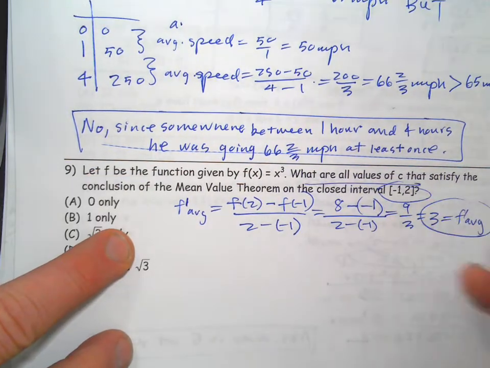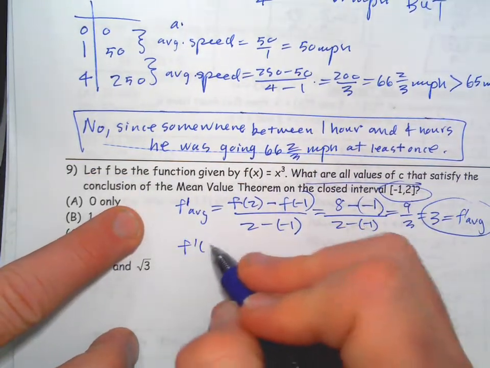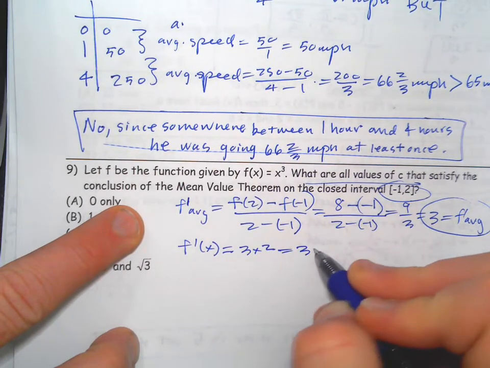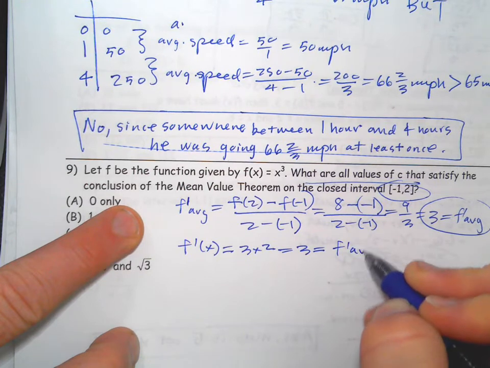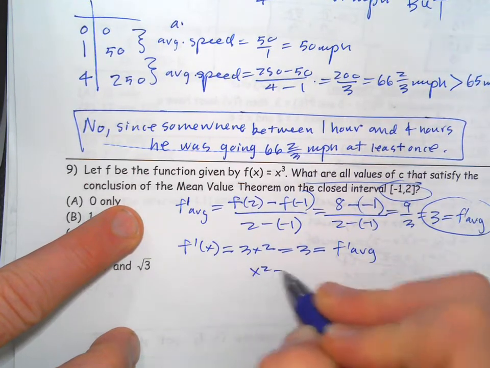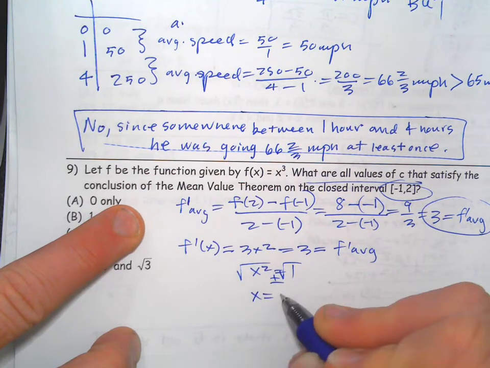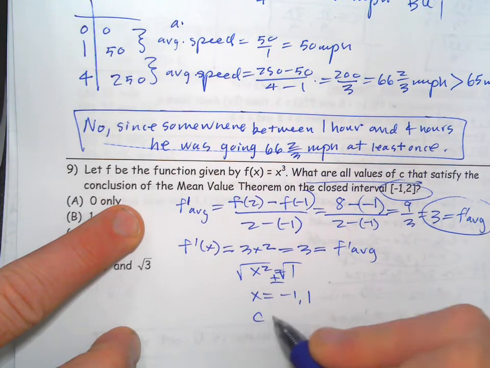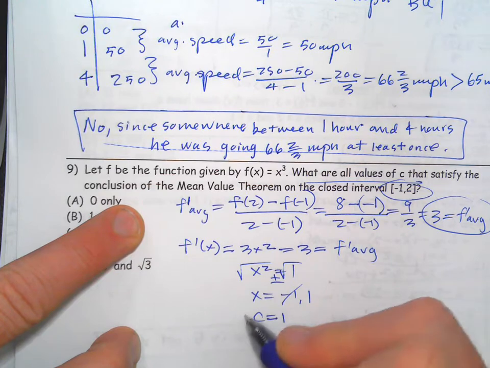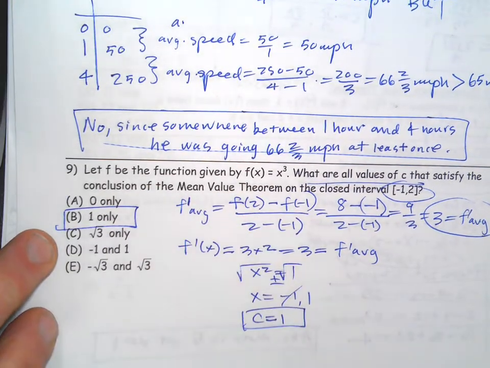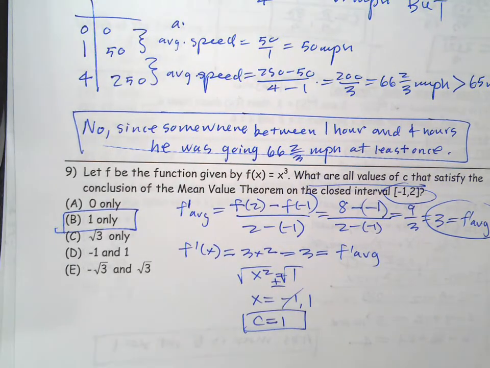What are the values of c? So we're going to take the actual derivative and set it equal to the average derivative. Figure out where that happens. So x squared equals 1, square root of both sides, plus or minus, -1 and +1. But you got to throw out the endpoint. So I'm going to say 1 only.